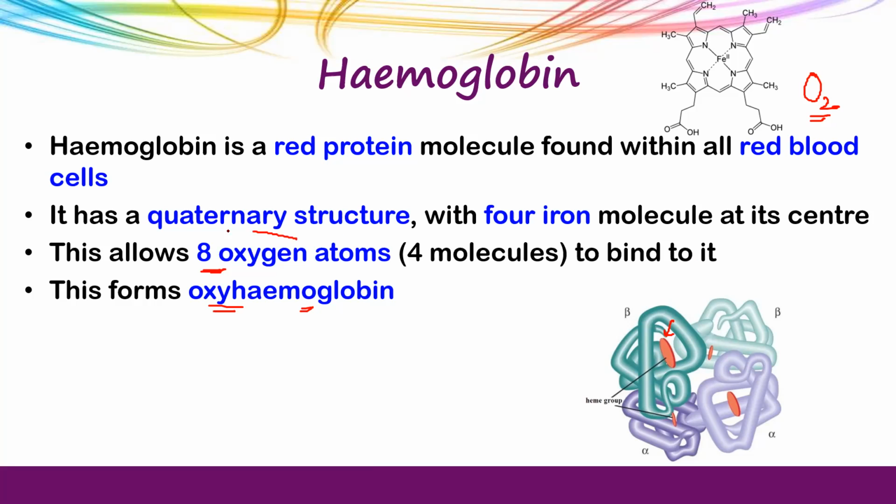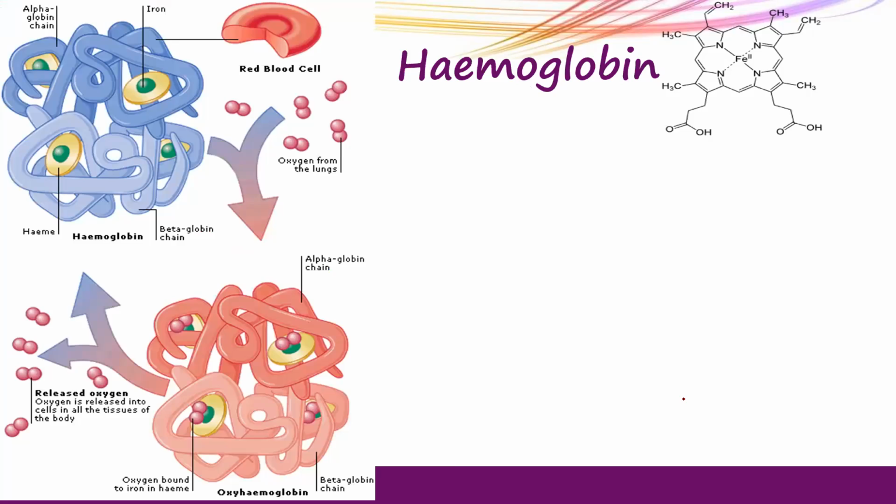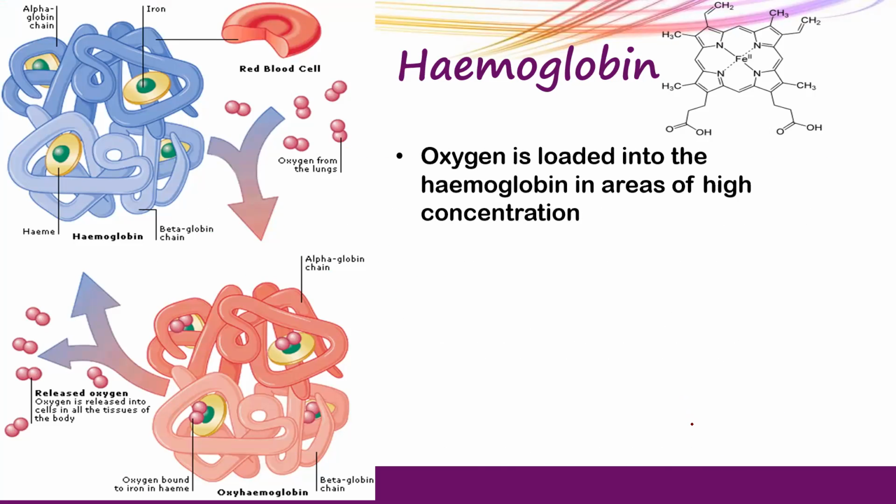And when we're talking about 8 oxygen atoms, we're talking about actually 4 molecules. Oxygen exists as a gas, O2. So each molecule of gas contains 2 oxygen atoms. You have 4 molecules, which means you have 8 oxygen atoms. This is what constitutes oxyhemoglobin. Okay, then how is this oxygen loaded into hemoglobin?